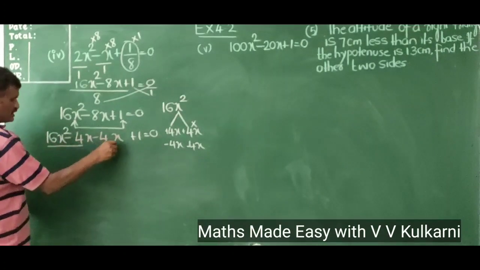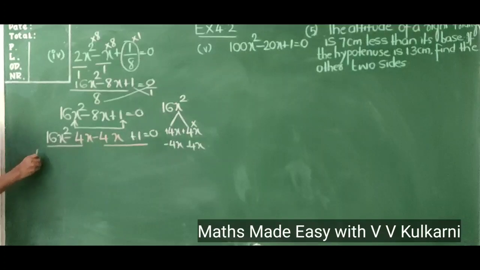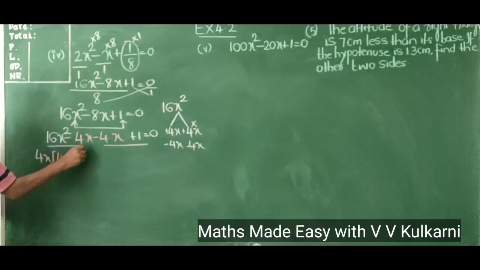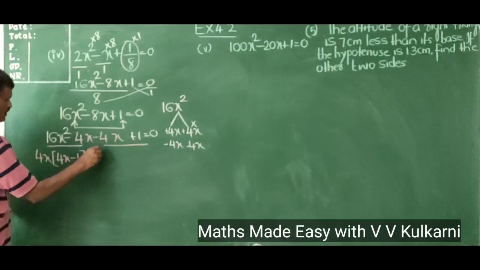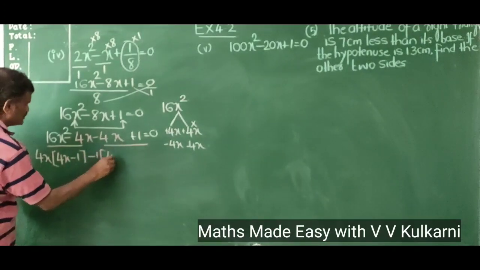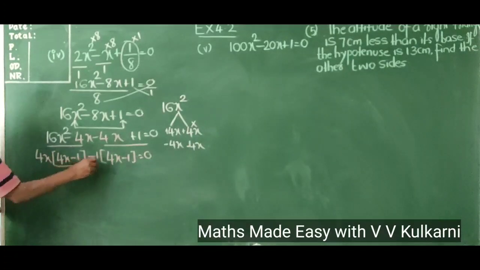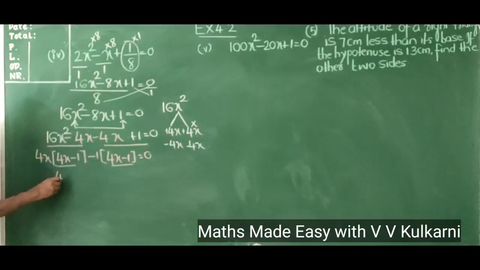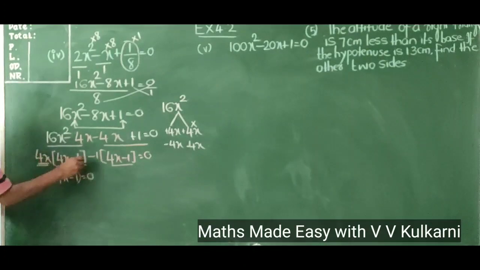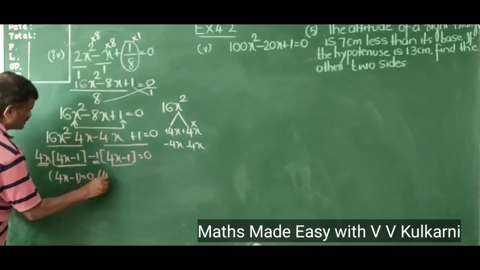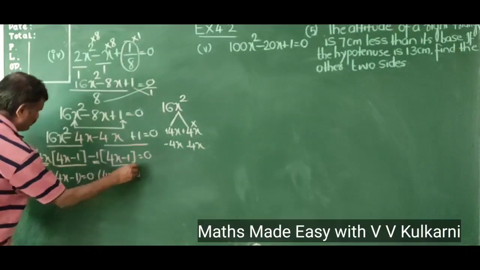Again if I take the common factors, then 4x is common here. So in the bracket, 4x minus 1, 4 4s are 16, and 4x I have taken common here. Minus 1, if I take common, then what I'll get is 4x minus 1. Again if I take common here, then what I'll get is 4x minus 1 equal to 0, or this I have taken common, what remains is 4x minus 1. So this 4x minus 1 equal to 0.